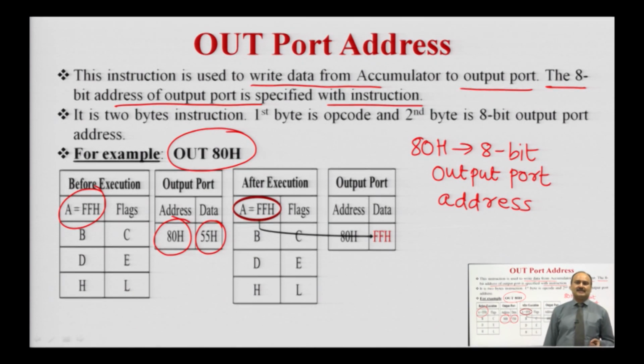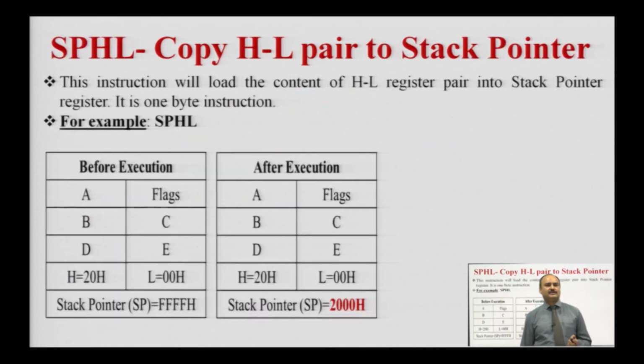Whenever the microprocessor executes this instruction, the content of the accumulator is output, or we can say that the content of the accumulator is written into the output port having address 80H. So, after the execution of this instruction, the content of the output port having address 80H is FFH. This is the meaning of the instruction OUT port address, which is 80H.